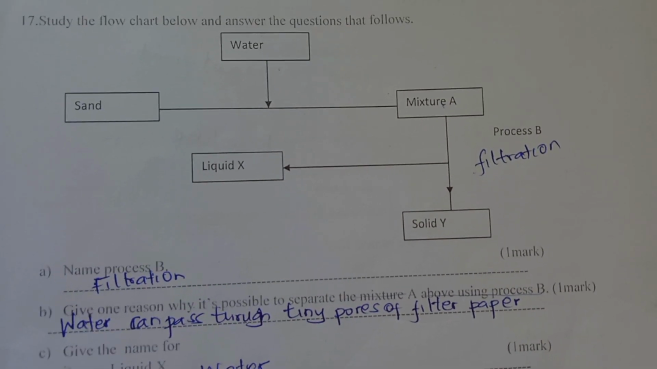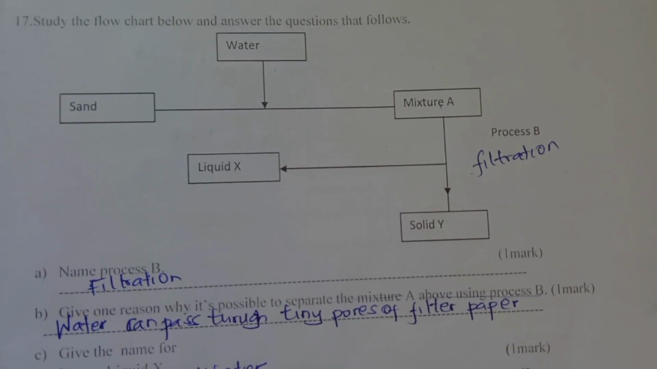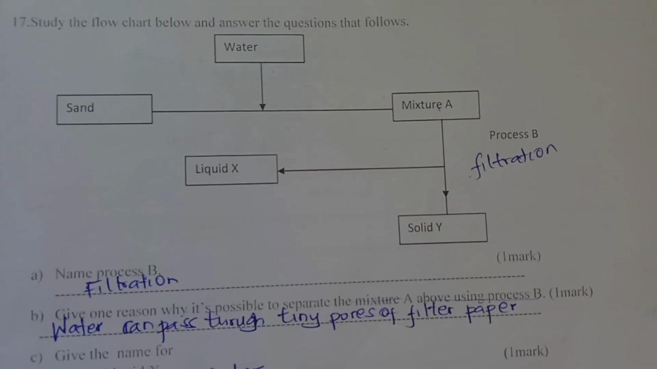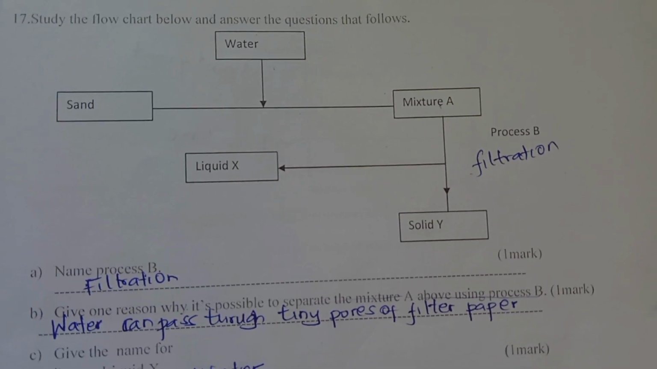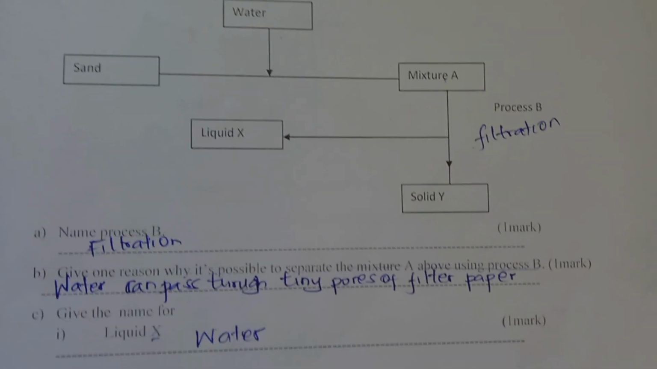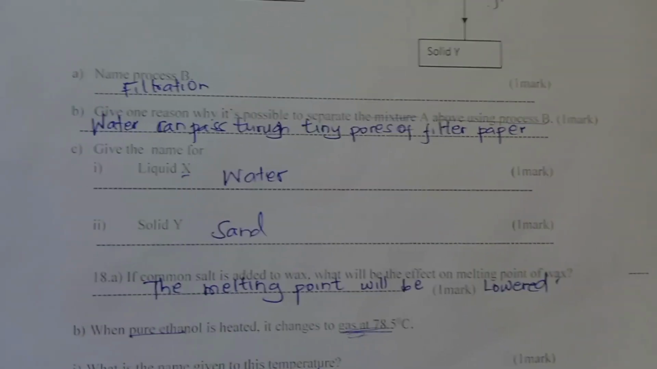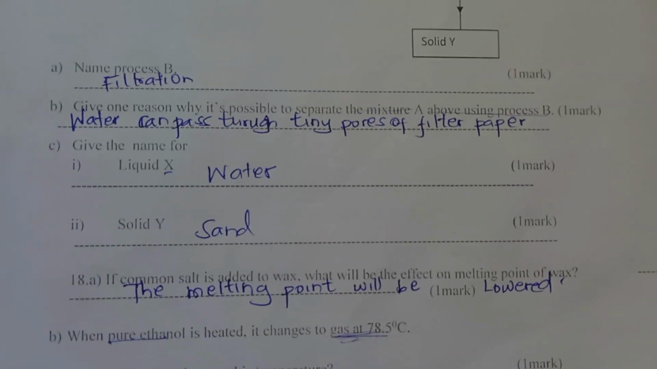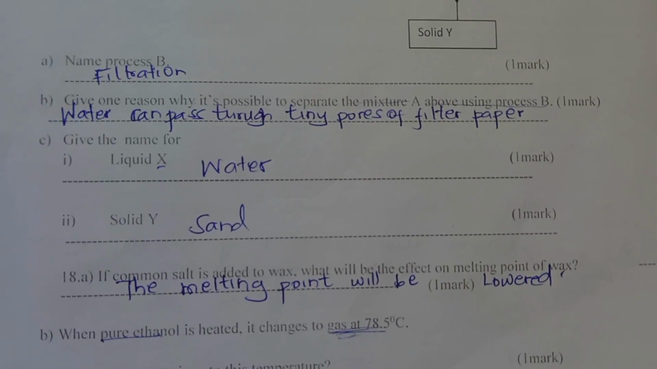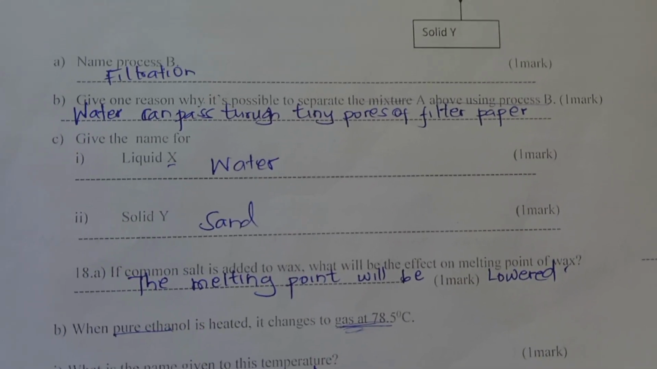Study the chart below and answer the questions that follow. That is water and sand. You form a water-sand mixture. So when you filter, that is when you will get solid Y, which is sand, and liquid X, which is water. Name the process B, that is filtration. Give one reason why it's possible to separate the mixture above using process B.